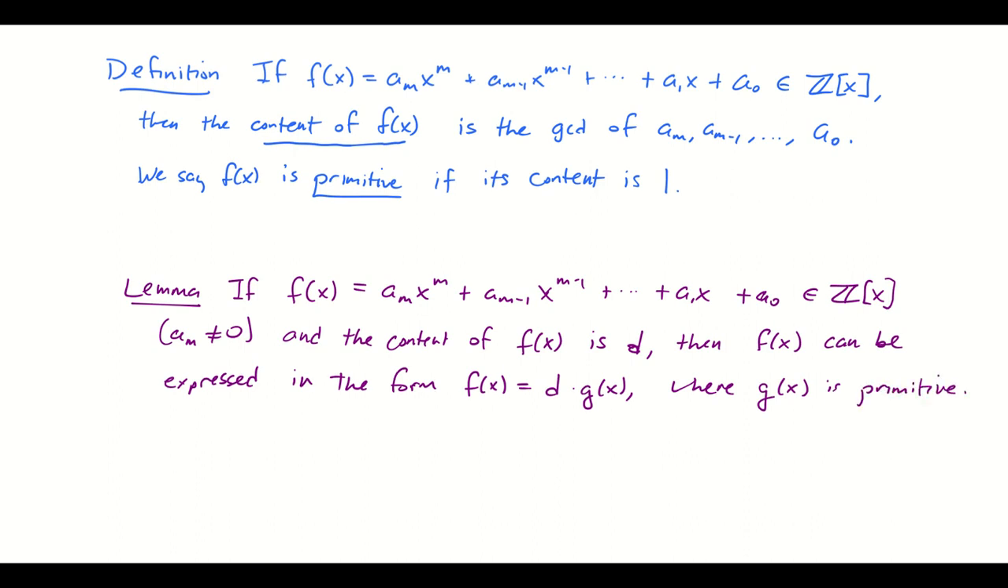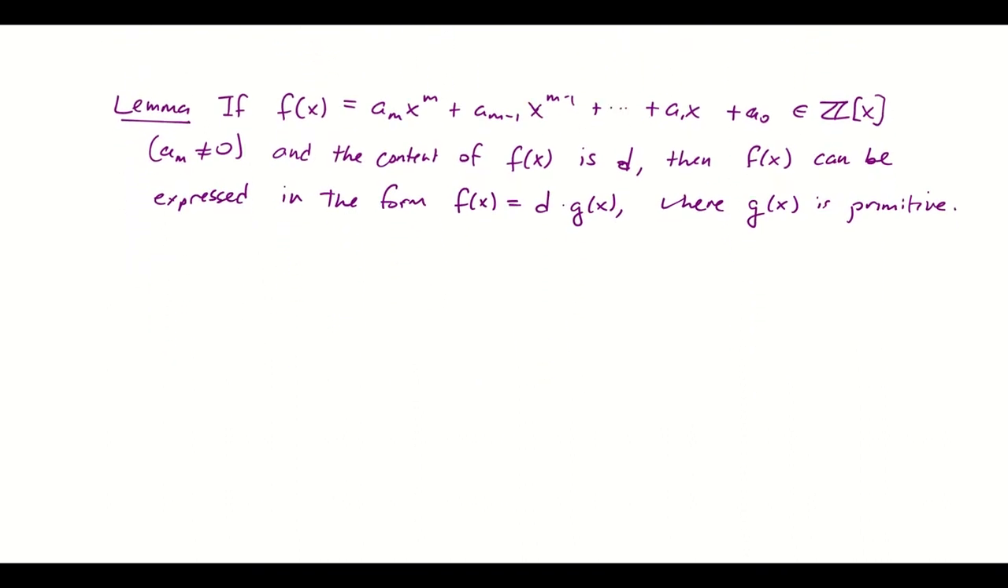And you'll notice here I'm not assuming that f of x is not primitive. We don't need a separate case for this. If f of x is primitive, then its content is 1. So f of x is equal to 1 times the same polynomial, which was primitive to start out with. So what we're going to prove is that in any case, if the content is d, then we can factor that out and leave ourselves with the content times a primitive polynomial. So let's prove that.